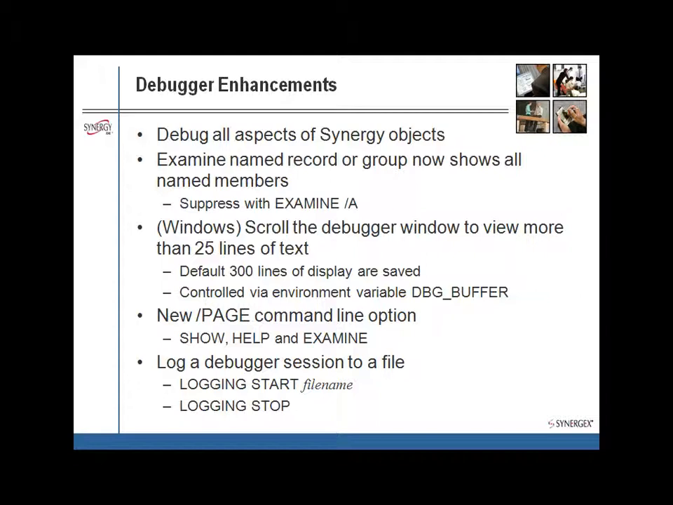On Windows, the debugger window is now scrollable. By default, the previous 300 lines of output are preserved, but this can be tailored via the new environment variable DBG_BUFFER. There is also a new /page qualifier which allows you to page the output of the show, help, and examine commands. It's also now possible to record a debug session to a log file so it can be reviewed or analyzed at a later time. To start logging, issue the new command logging start followed by a file name, and to stop logging, use the command logging stop.